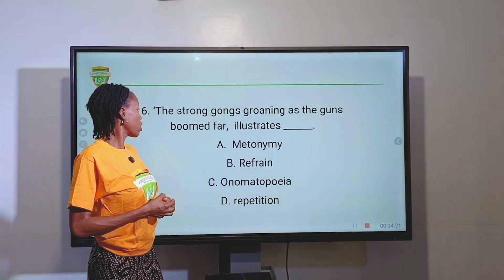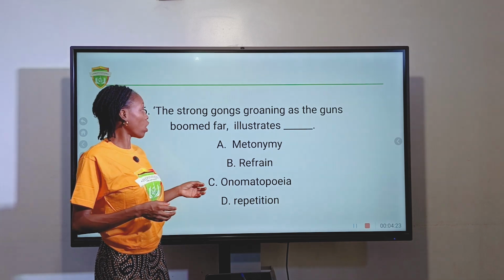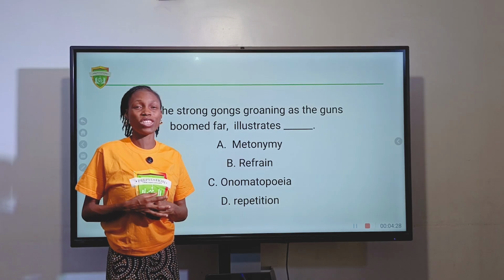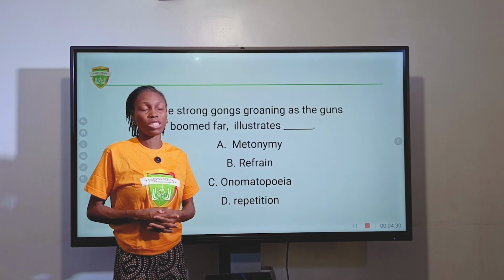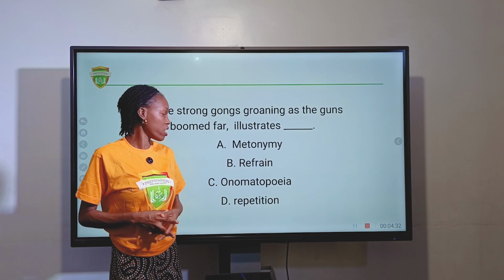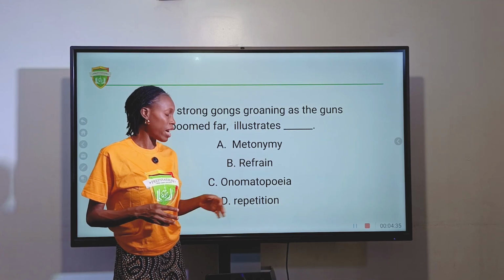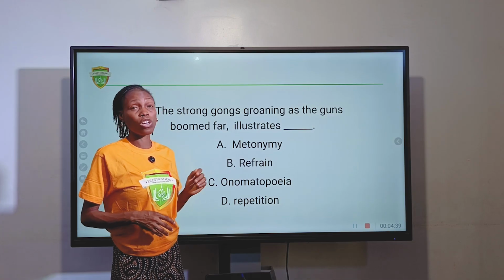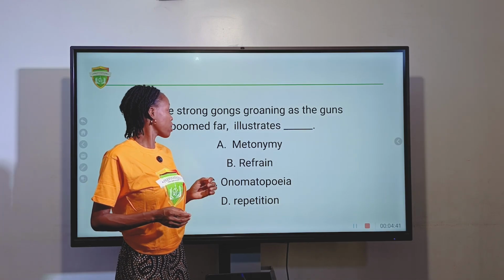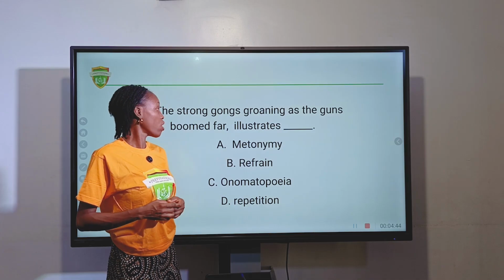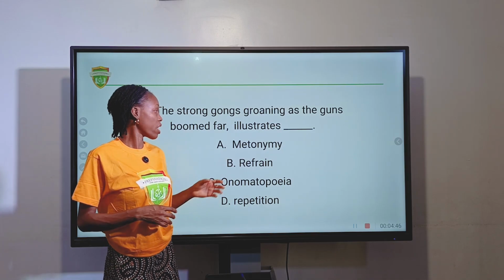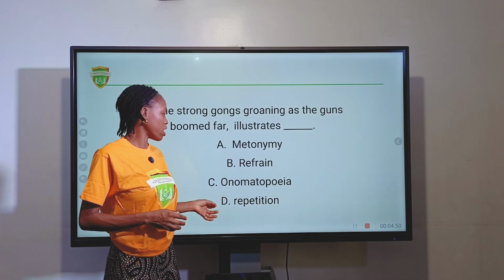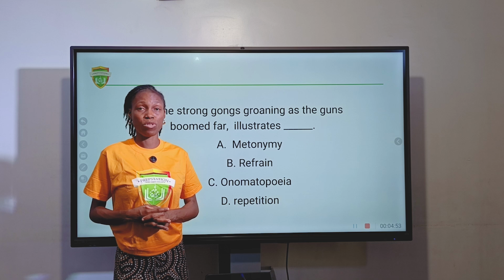Number 6, the strong gongs groaning as the guns boomed far illustrates the use of A, metonymy, B, refrain, C, onomatopoeia, and D, repetition. Let's look at it again. The strong gongs groaning as the guns boomed far illustrates A, metonymy, B, refrain, C, onomatopoeia, and D, repetition.